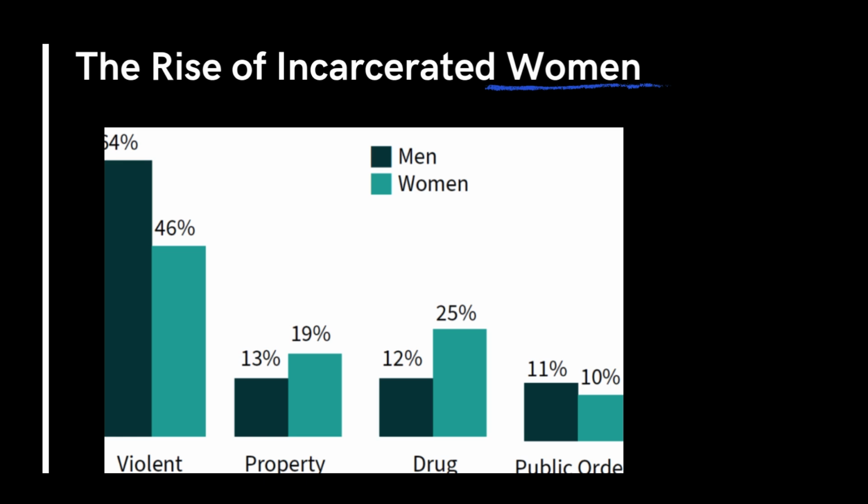And in fact, women in state prisons are more likely than men to be incarcerated for a drug or property offense. 25% of the women in prison have been convicted of a drug offense, compared to just 12% of men in prison. And 19% of incarcerated women have been convicted of a property crime, compared to just 13% among incarcerated men.